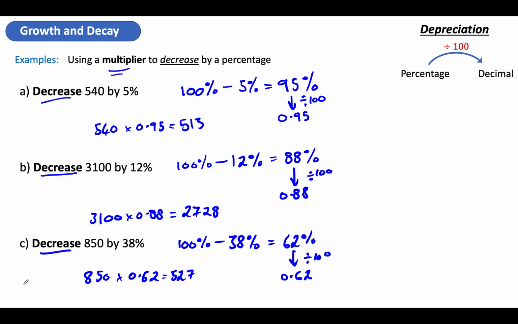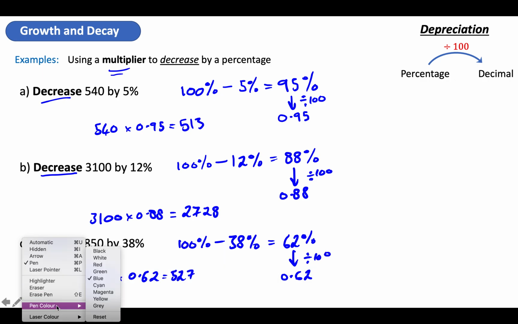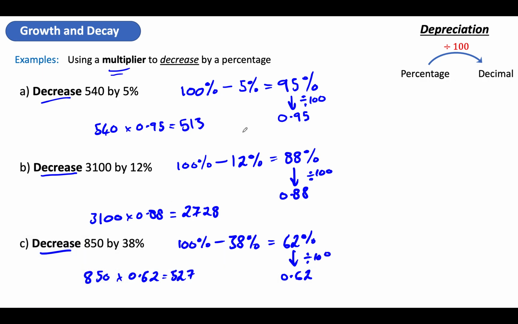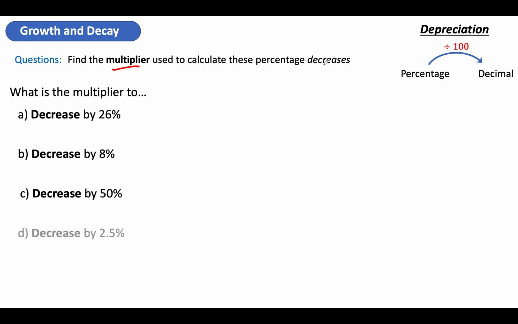Okay, now it's the multipliers that I'm really interested in here. Oops, no, I don't want subtitles, go away. What I want is a red pen. There we go. So that's my multiplier for reducing by 5%. That's my multiplier for reducing by 12%. And this is my multiplier for reducing by 38%. Those are the magic things that I want you to find in this next task. Okay, we did one like this last time. I want you to find the multiplier used to calculate these percentage decreases, right? So you're going to have some questions there. And I don't want you to decrease anything because there's nothing to decrease. I just want you to find the multiplier in each case.